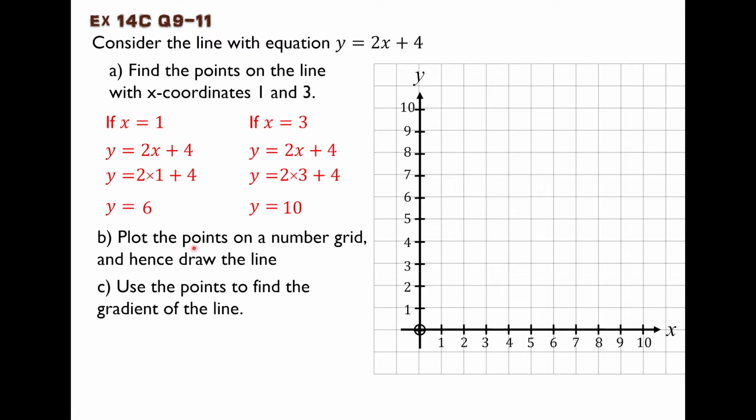And we're plotting these points in this question. Plot the points on a number grid. A Cartesian plane is a number grid. They're the same thing. So plot the points on a number grid and hence draw the line. Let's plot the points first. This point has an x value of 1 and a y value of 6. Across 1, up 6. This point here has an x value of 3 and a y value of 10. X is 3 and y is 10.